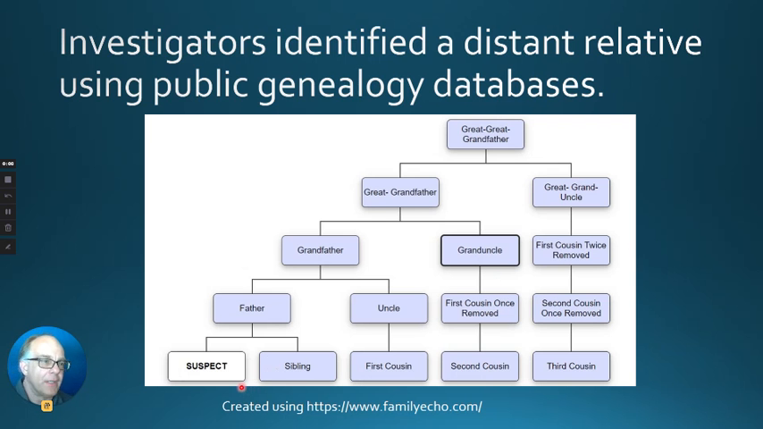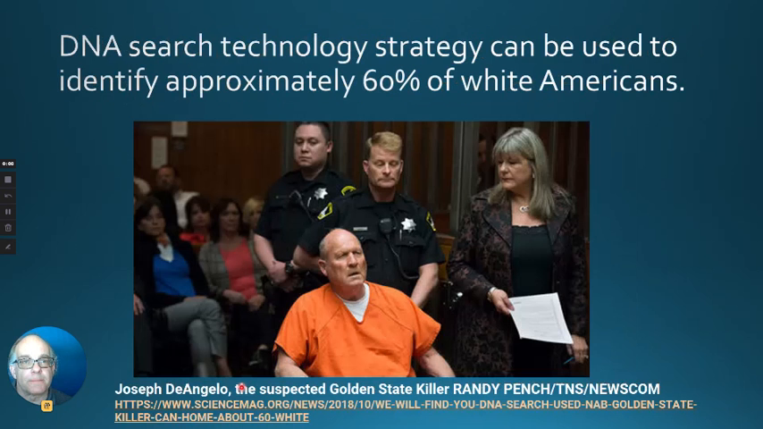And at that point, they obtained a DNA sample from the suspect from a discarded tissue in his garbage. Now, with the DNA technology that we have available now, we can identify approximately 60% of the white Americans within the United States.